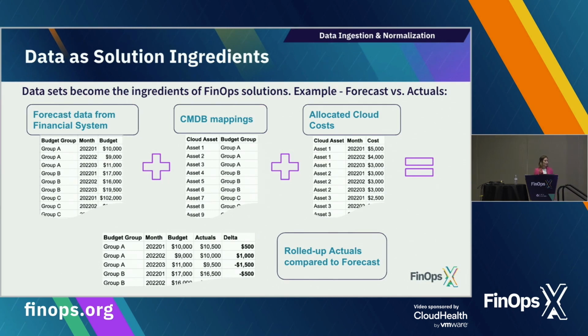The forecast data would be pulled from the financial system. The cloud asset to budget group mapping would be pulled from the CMDB. And then the allocated costs would be pulled from your AWS billing data after all of the cleansing and business rules were applied. And then you join these 3 tables to provide the deltas of what you're looking for. So that's going to be the budget group cost, which is the sum of all of the cloud accounts versus the forecast entries for all of those budget groups. And then that would give you your answer.